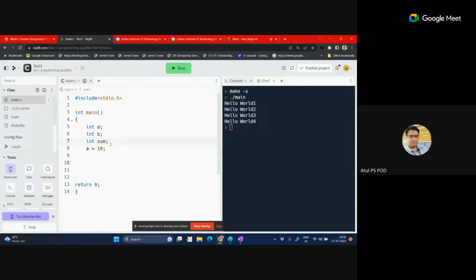You can also initialize a value at the time of declaration. For example, int a equal to 10, you can write the 10 here also. At the time of declaration you can assign a value, and this is called initialization. Similarly, you can assign 20 in the next line, and you need to calculate this sum.